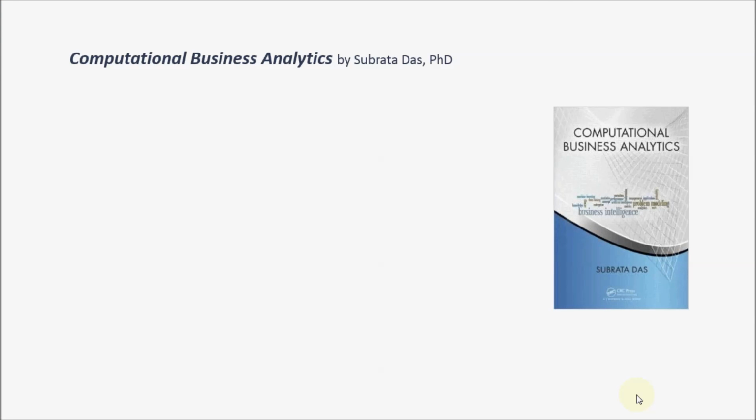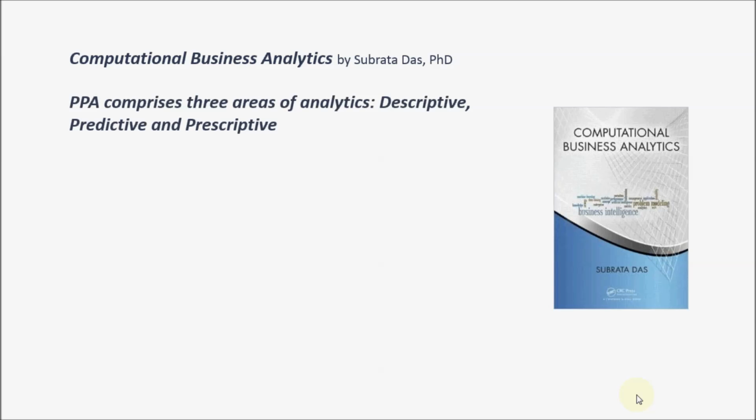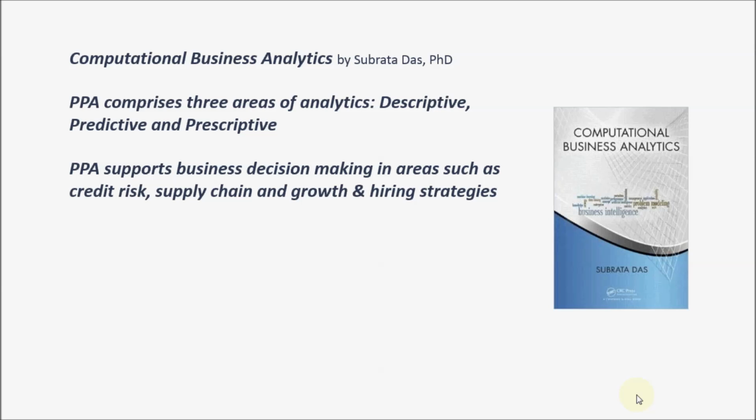The techniques demonstrated here are discussed in detail in the text Computational Business Analytics by Machine Analytics founder Dr. Subrata Das. PPA for machine analytics comprises three areas in the business analytics field: descriptive, what is happening; predictive, what will happen; and prescriptive, what interventions can be made.